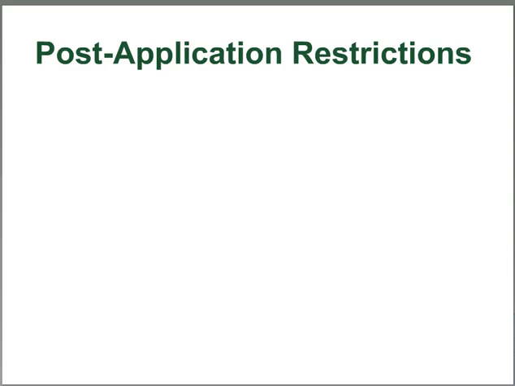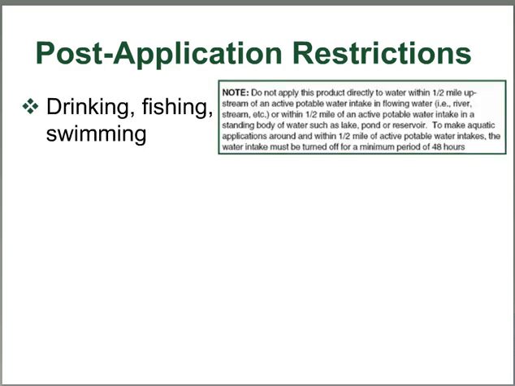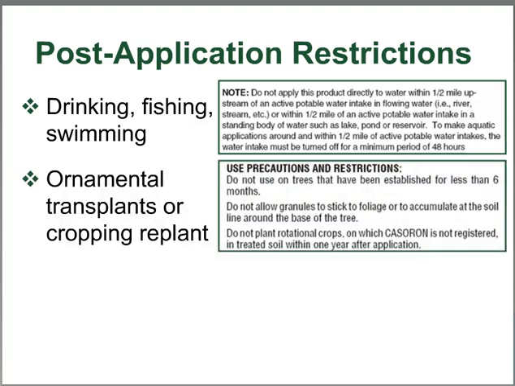Post-application restrictions are there to protect humans, domestic animals, and livestock. For products applied to water, watch for restrictions for swimming, fishing, and drinking water. Because some of the pesticides we apply to soil are for long-term control, labels may state warnings about planting transplants or rotational crops. Other products list grazing and milking restrictions.